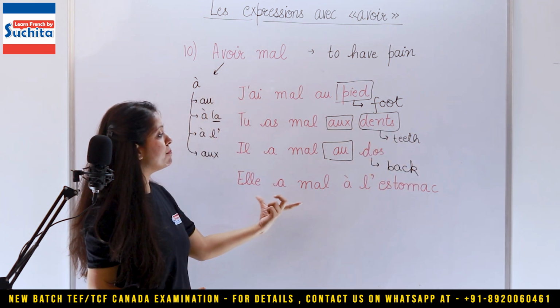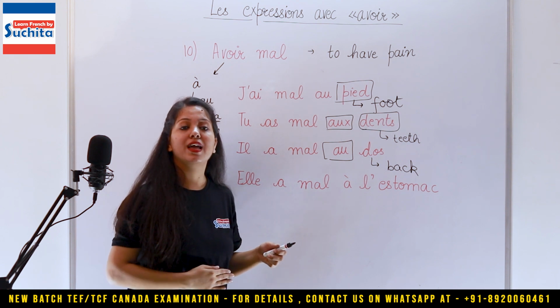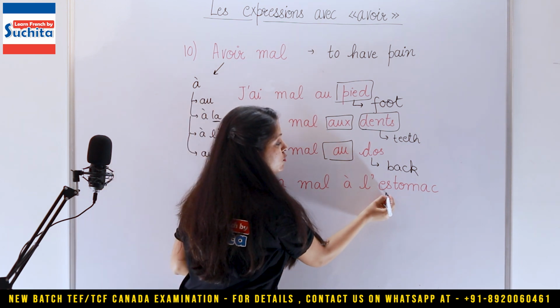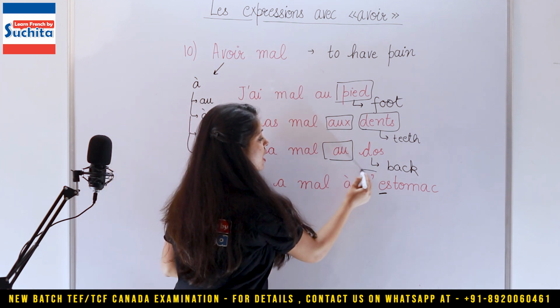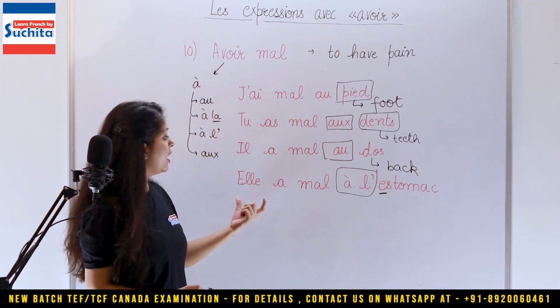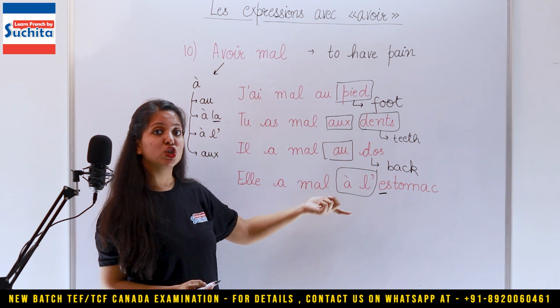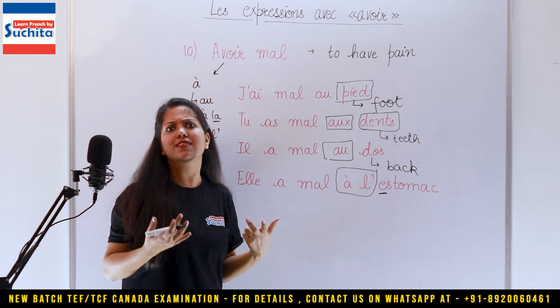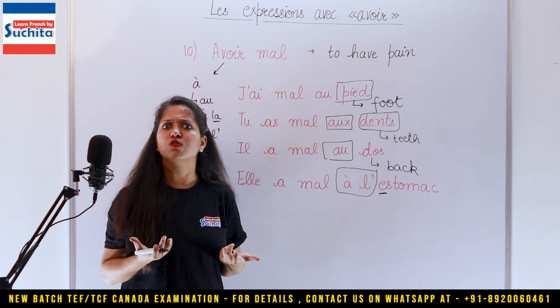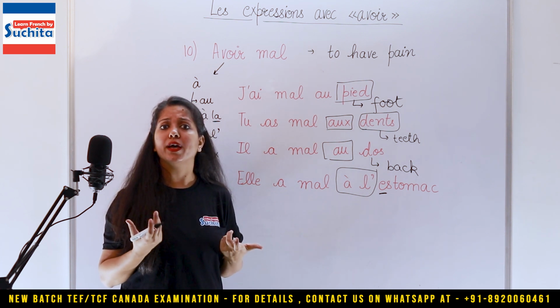And then, elle a mal à l'estomac. Elle a mal à l'estomac. And if you see, it begins with a vowel and it is singular. So, you use à l'. Elle a mal à l'estomac. She has pain in the stomach. And now let's say I want to say I have pain in the head. How would you say that? I have pain in the head.